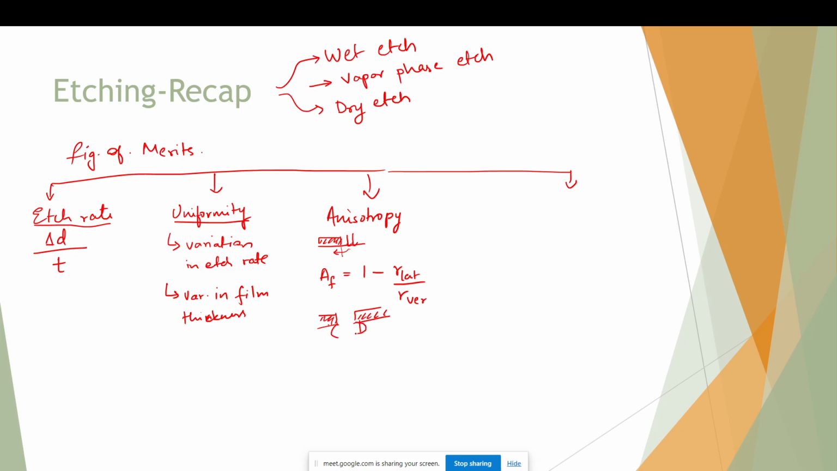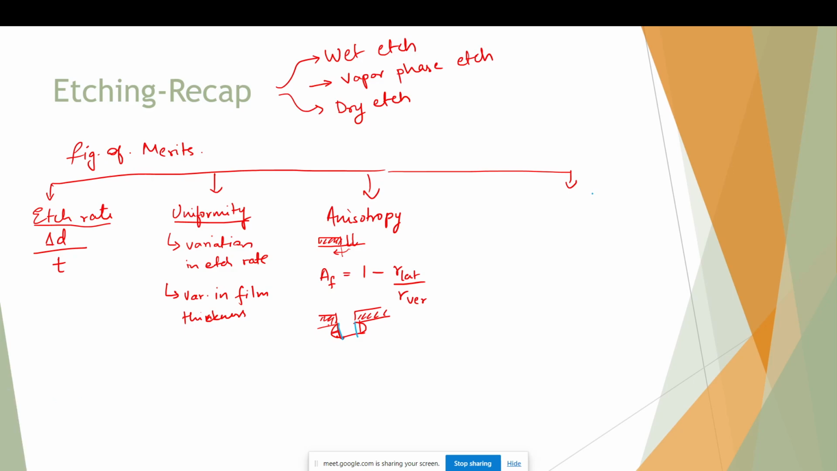The undercut would look something like this. Basically this distance will be the same as this distance. That is when AF is equal to 0, that is rate of lateral etch is equal to rate of vertical etch. When AF is equal to 1, that means we have a straight etching. Only the etching is done in the vertical direction and there is no lateral etch. So that is anisotropy.